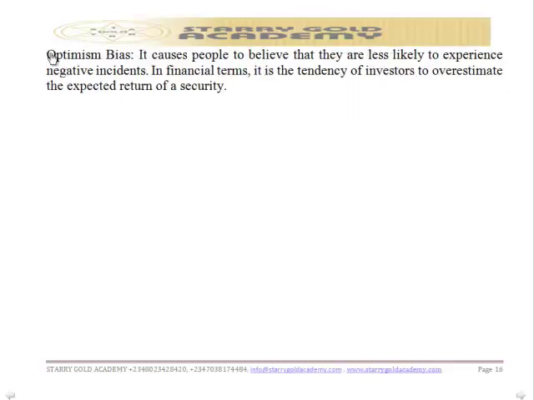The next one is optimism bias. Optimism bias causes people to believe that they are less likely to experience negative incidents. In financial terms, it is the tendency of investors to overestimate the expected return on a security. This one is common among religious people. They will say they know that God will not do bad things to them. They will not bother to analyze anything. They just believe that what they will see will be positive.